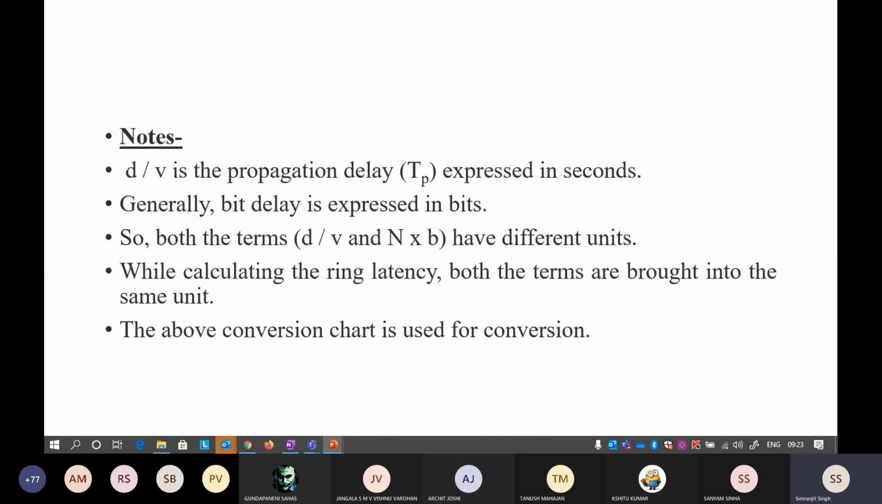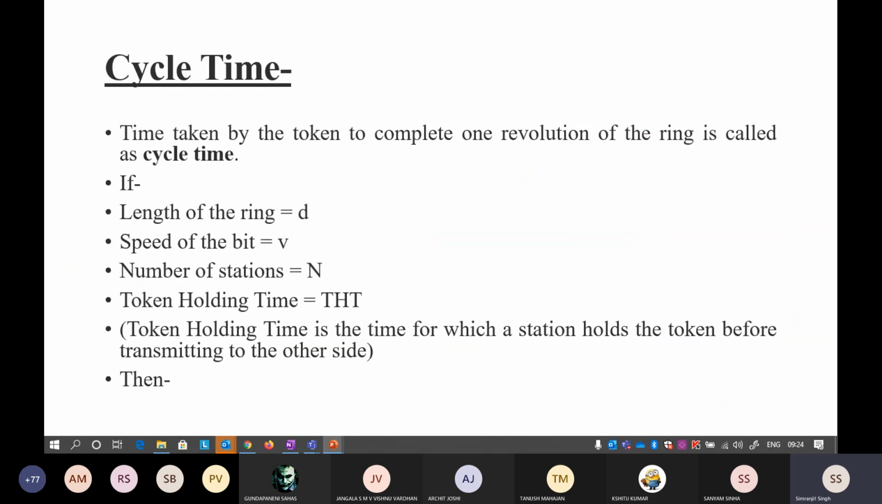Now the third and final term is your cycle time or the total time. The cycle time will help in calculation of efficiency, because you know efficiency is useful time over cycle time or your total time. It is the time taken by the token to complete one revolution. Now it is not talking about a bit, it is talking about the whole token.